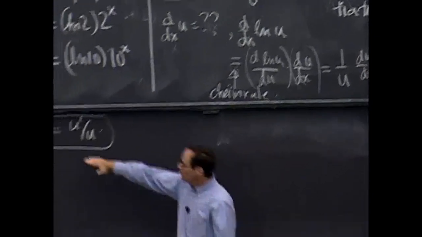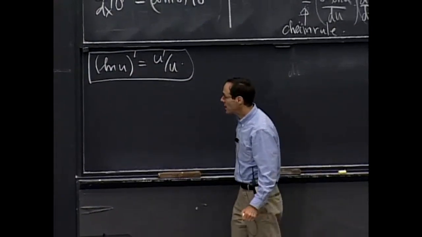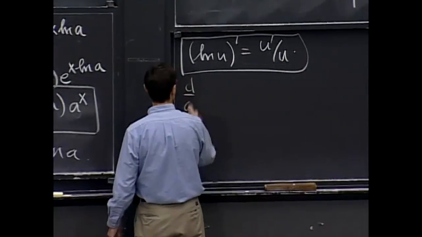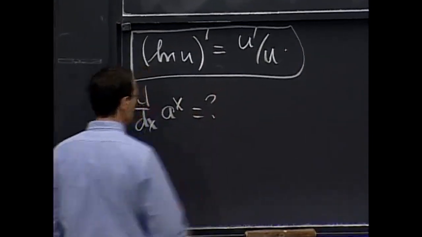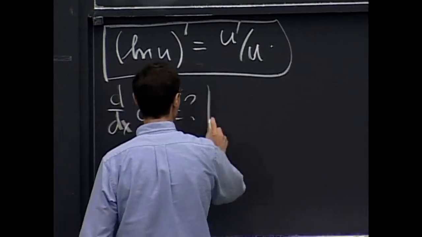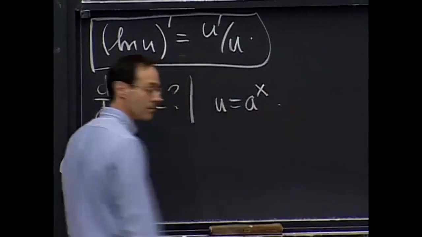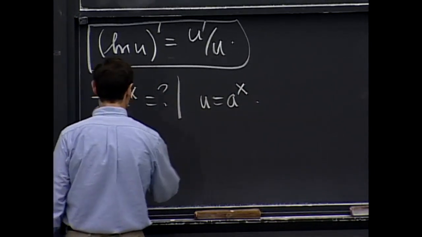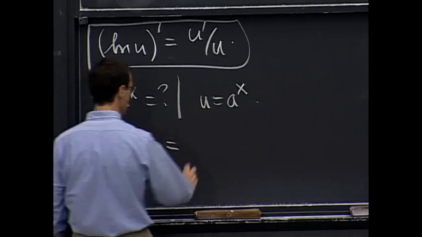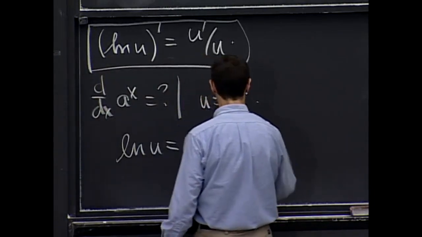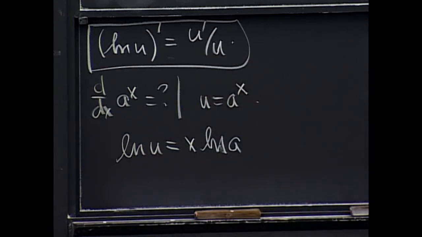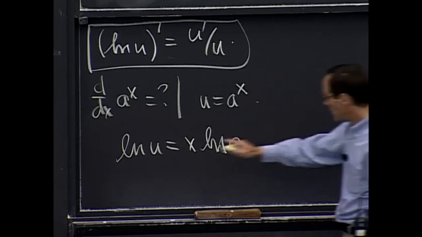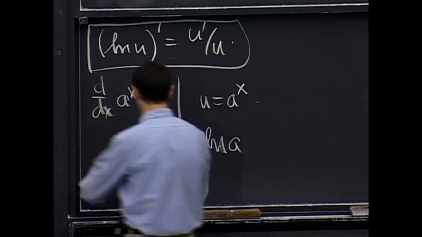All right, so now I've worked out this identity here, and now let's show how it handles this case, d by dx, a to the x. Let's do this one. So in order to get that one, I would take u is equal to a to the x. All right? And now let's just take a look at what log u is. Log u is equal to x log a. All right? Now I claim that this is pretty easy to differentiate. Again, it may seem hard, but it's actually quite easy.